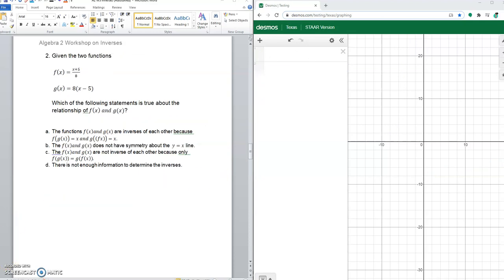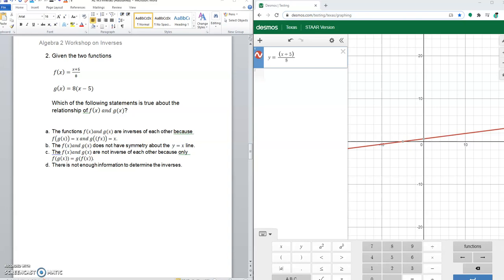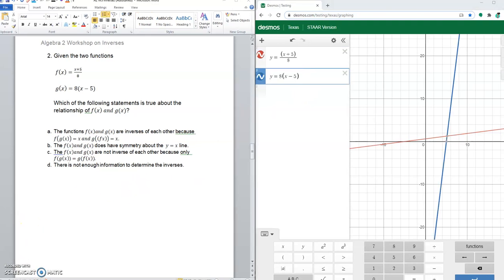Question number 2. Given the two functions, which of the following statements is true about the relationship of f(x) and g(x)? Please graph them. All right, so this is your f(x) function. Please make sure to put parentheses for x plus 5 so that they can be put as a numerator. And then here, you're going to plug in g(x). After plugging in g(x), we realize that these two are not symmetrical along the y equals x line, which is here. Therefore, these two are not inverses. The answer is letter C.